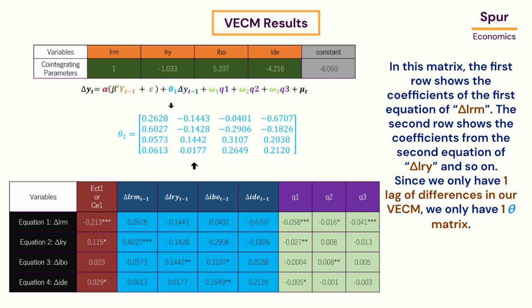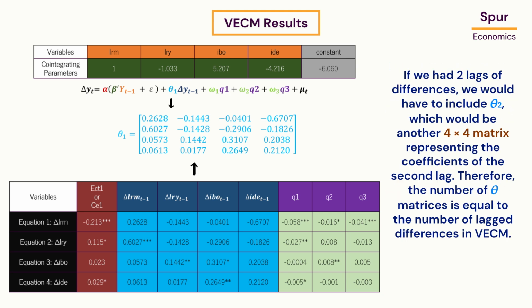Since we only have one lag of differences in our VECM, we only have one theta matrix. If we had two lags of differences, we would have to include theta 2, which would be another 4×4 matrix representing the coefficients of the second lag. Therefore, the number of theta matrices is equal to the number of lags in the VECM.